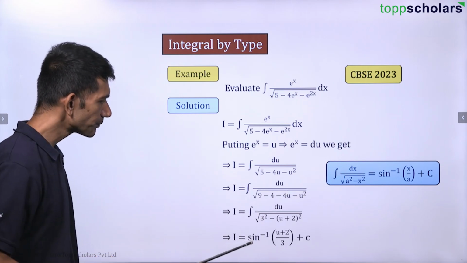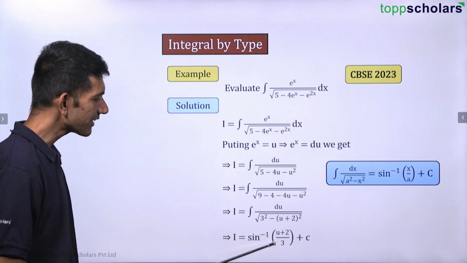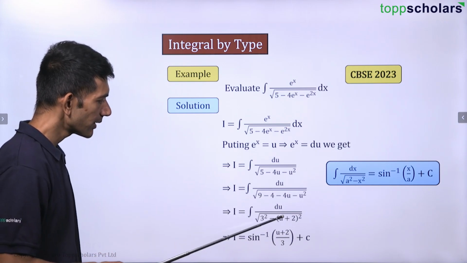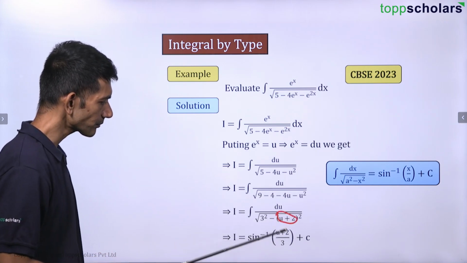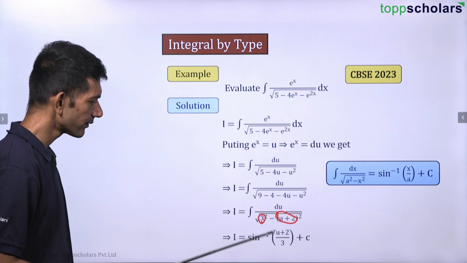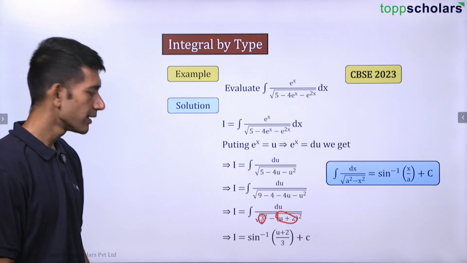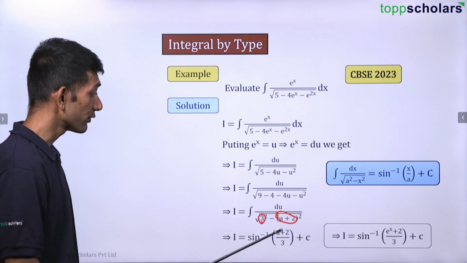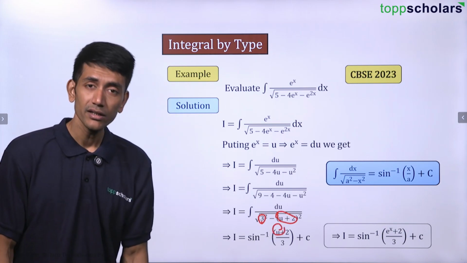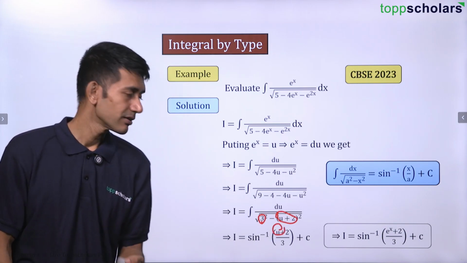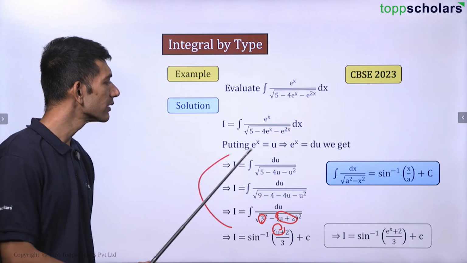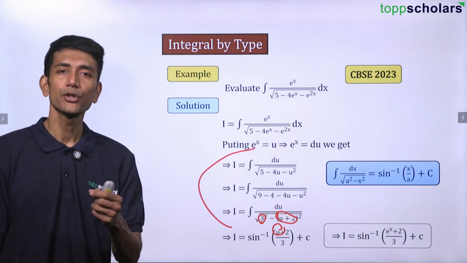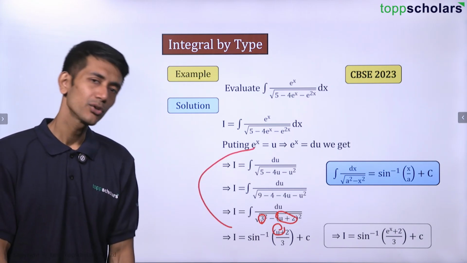So this becomes sine inverse x by a plus c. But this will be your x, and this will be your a plus c. Simple. Let's continue. And obviously, at the end, please don't forget, you're also supposed to replace what you assumed. You assumed u as e raised to x. So replace that.